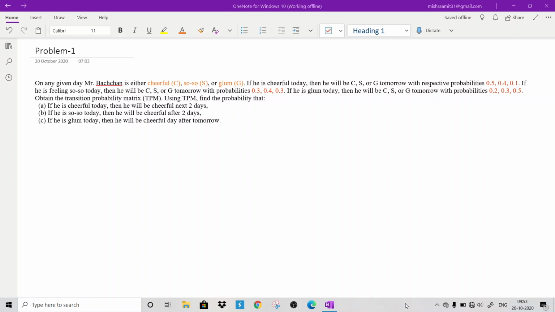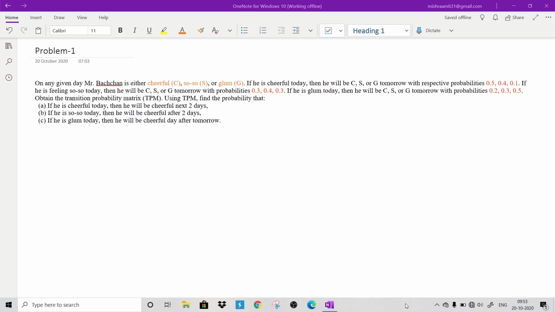If he is feeling so today, then he will be cheerful, so, or glum tomorrow with probabilities 0.3, 0.4 and 0.3. If he is glum today, then he will be cheerful, so, or glum tomorrow with probabilities 0.2, 0.3 and 0.5. Now, obtain the transition probability matrix.